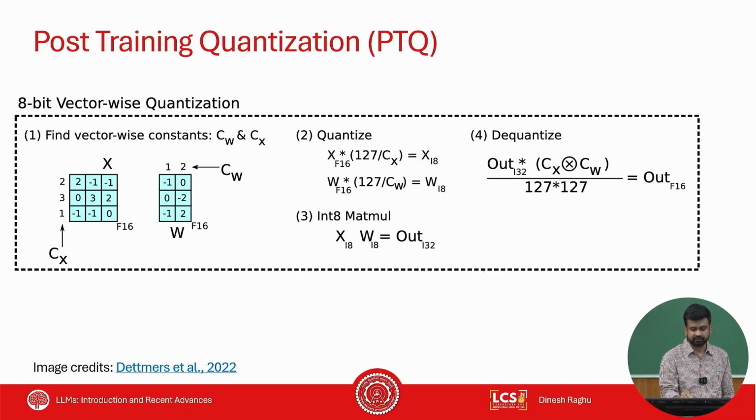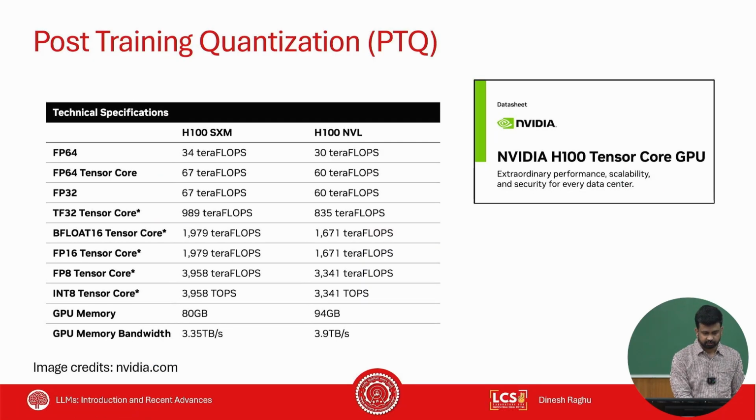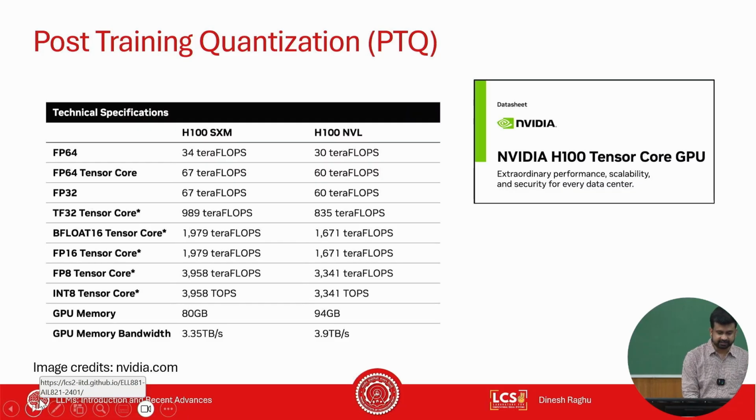The scaling factor is 127 divided by alpha, right? You have the input, and you quantize them from FP16 to int 8. You do the same for your weights as well, and then you do your matrix multiplication in the quantized format, right? And then you end up dequantizing them, right?